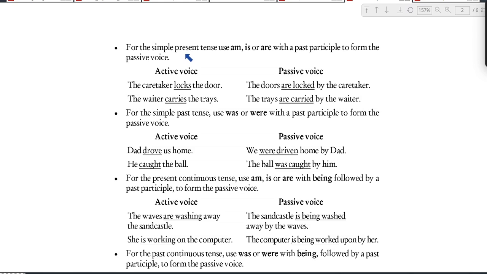For the simple present tense, use am, is, or are with the past participle to form the passive voice. The caretaker locks the door. The door is locked by the caretaker, because it is simple present. The helping verb will become plural: door, doors. The caretaker locks the door, so the doors are locked by the caretaker. You can also say the door is locked.